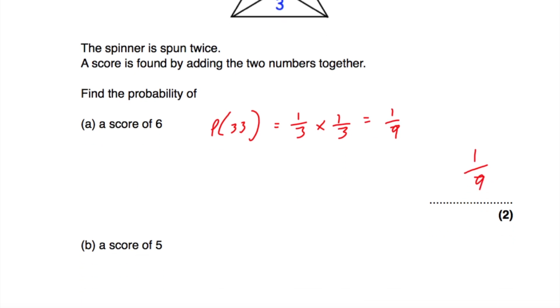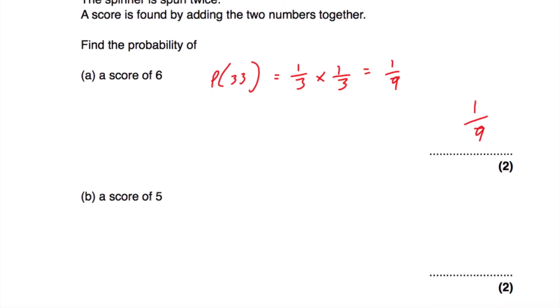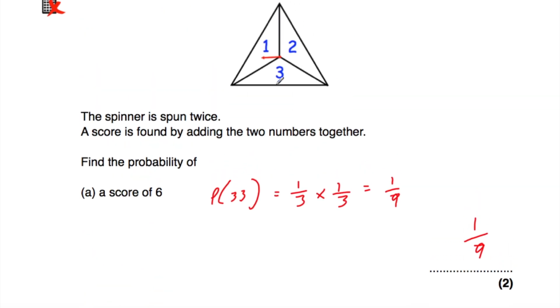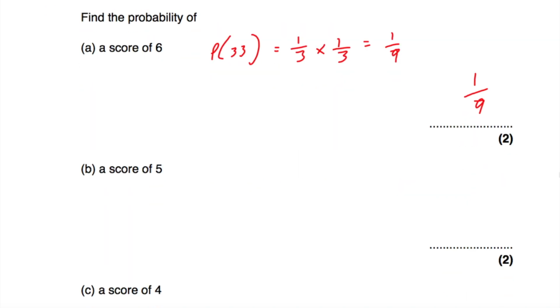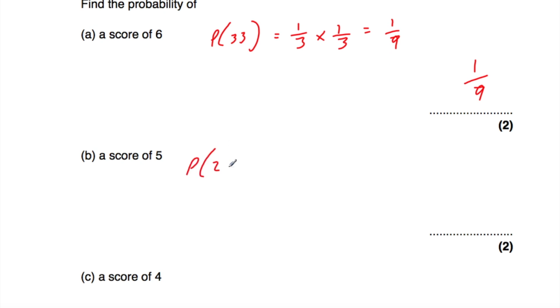Okay, part B. Part B says find the probability of getting a score of 5. So with this spinner, we're going to spin it twice and add the numbers together. Now to get a 5, we could get either a 3 and then a 2, or a 2 and then a 3. So let's find the probability of getting those. So the probability of a 2 and then a 3, well, the probability of getting a 2 would be 1/3. The probability of getting a 3 would be 1/3. We'd multiply those together, so that'll be 1 times 1 is 1, and 3 times 3 is 9.